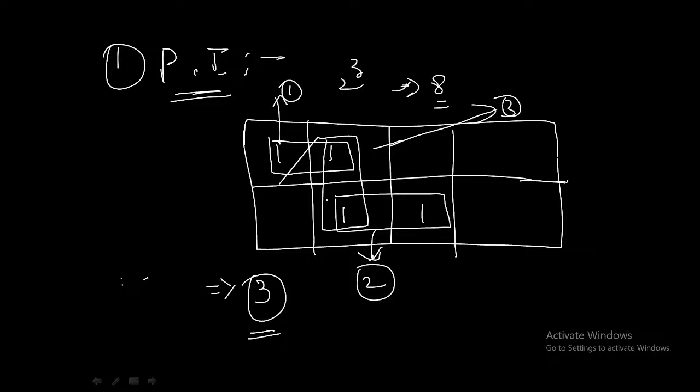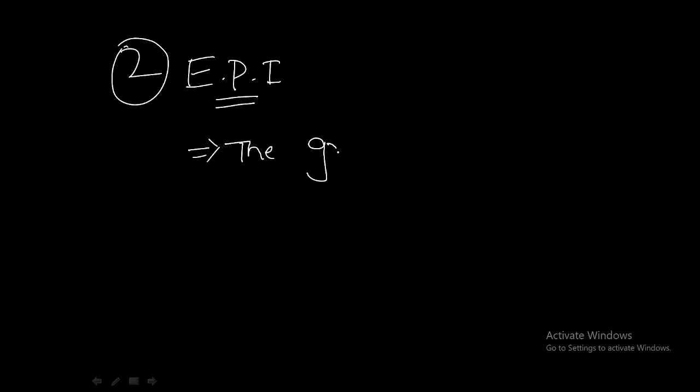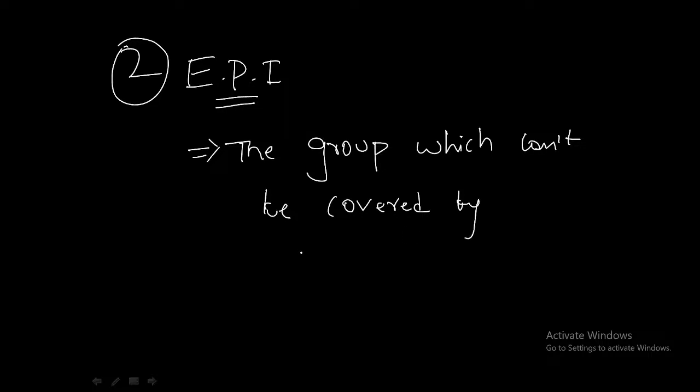Now, let us see what is meant by essential prime implicant, or EPI. Essential prime implicants are subgroups or groups that cover at least one minterm that can't be covered by any other prime implicant. The group which can't be covered by another group is known as an essential prime implicant.